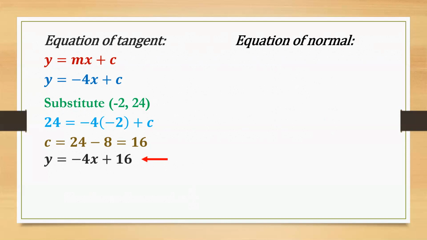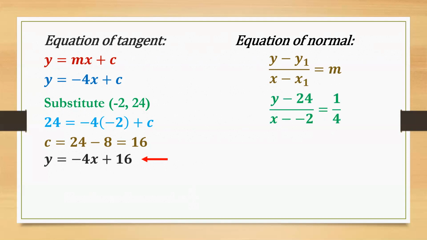For equation of normal now, (y minus y1) over (x minus x1) equal to m. The gradient of a normal is 1/4, and I replace the coordinate (-2, 24).